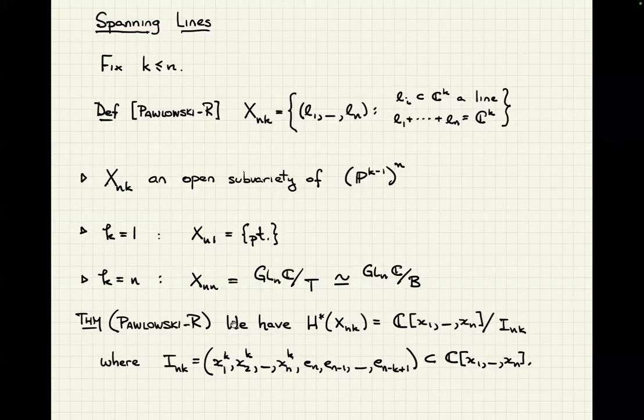And with Brendon Rhoades, I showed that you can present the cohomology ring of X_{n,k} as the quotient of a polynomial ring in n variables modulo an ideal I_{n,k}, generated by two kinds of polynomials: the kth powers of my variables and the top k elementary symmetric polynomials. Okay. And it turns out that this quotient ring is important for other reasons. It arises in the context of delta operators in Macdonald theory.